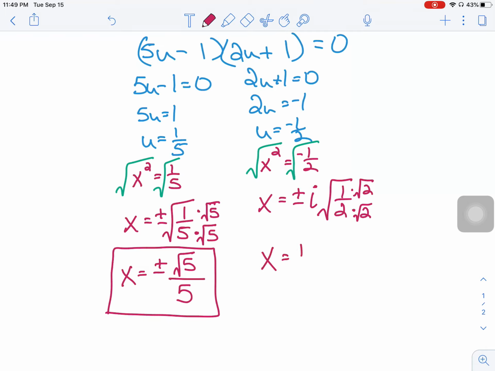And let's clean this mess up. So plus or minus i. All right. Root 1 times root 2 is root 2. And then root 2 times root 2 is root 4. And then the square root of 4 is just 2.